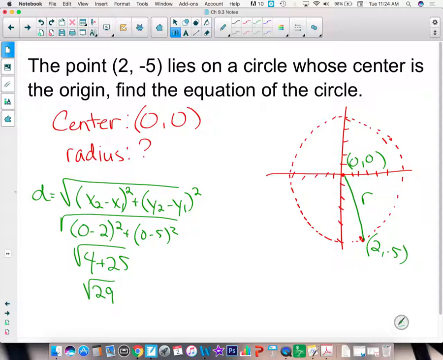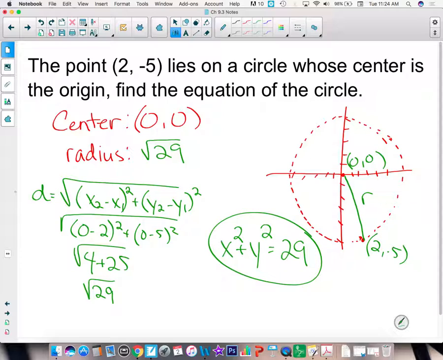Can you simplify that at all? No. So, this is square root of 29. When you put it into your equation, what is on the right hand of the equation? R squared. What's the square root of 29 squared? Just 29, right? So this is your equation. We got x squared plus y squared equals 29. That's the equation of your circle.